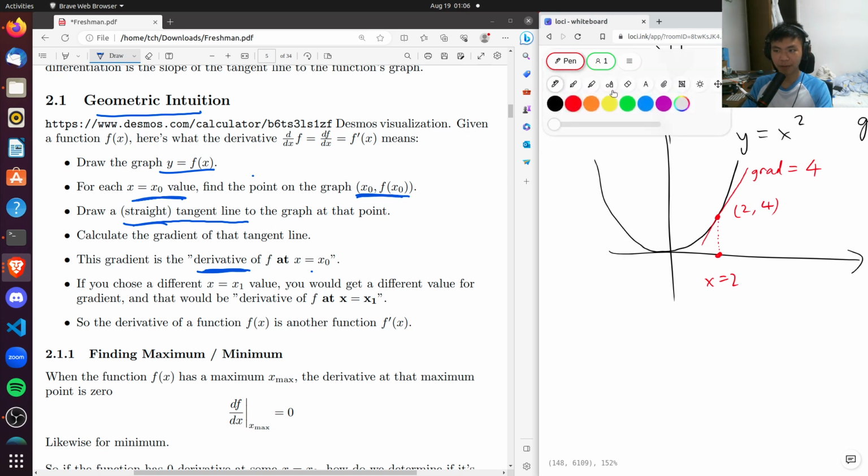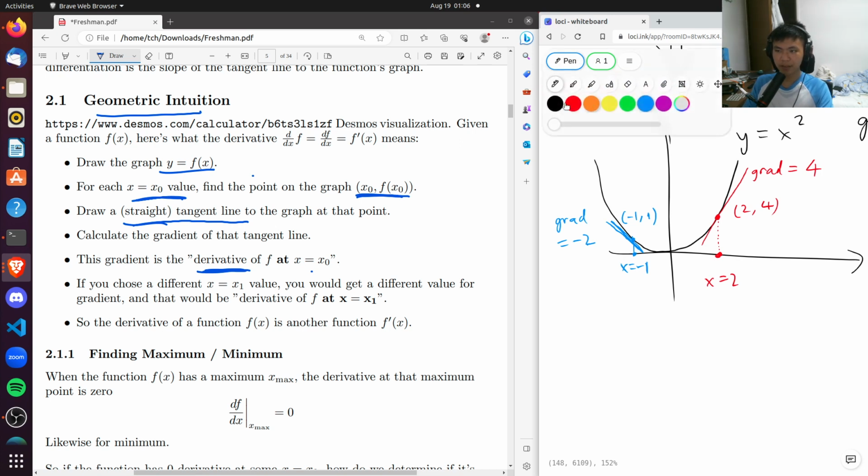But for now, I want to talk about what if you plug in a different point. Let's say you plug in x equals -1. That gives me the point -1, 1. And if I draw the tangent line to that point, I'm going to get a gradient. The gradient of the tangent line turns out to be -2.